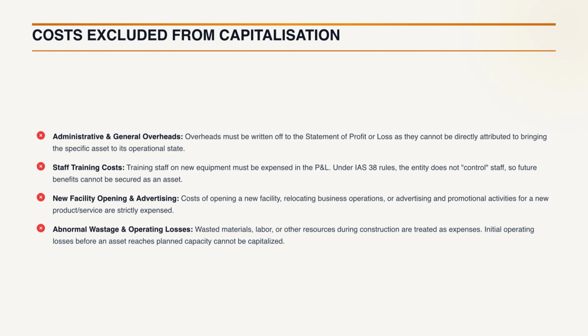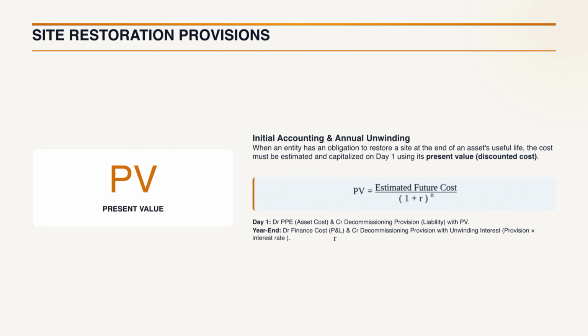They are straight expenses. Let's look at a highly tested quantitative topic, site restoration provisions. If a company must clear a site in, say, 10 years, IAS 16 and IAS 37 require us to estimate that future cost and discount it back to its present value on day one.